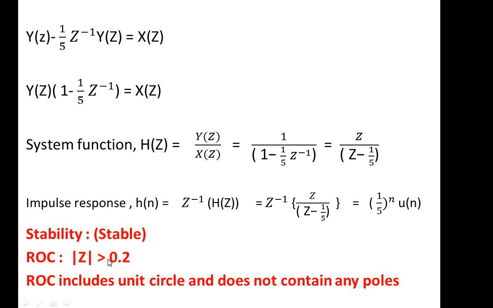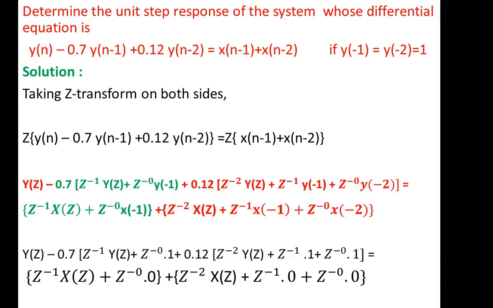Condition number 2 says it should not contain any poles. So the ROC is greater than the pole. If we are having only one pole and the ROC starts from more than 0.2, it does not include any poles in that region of convergence. So both the conditions are satisfied, so we can say this system is stable. The main condition, which is common for all the poles, is the first condition: the ROC has to include the unit circle. Here in this problem we are having the unit circle within the ROC, so we can say this is a stable system.